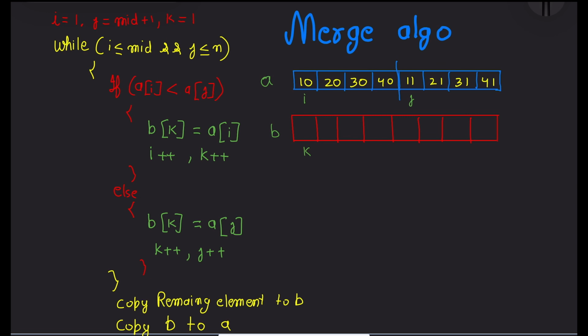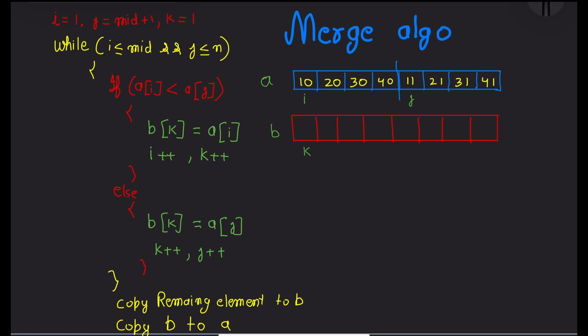Let's look at the code of the merge algorithm. The merge algorithm will be used inside the merge sort algorithm to merge the sorted subarrays. We will be using two arrays. The first is array A, which is the array that needs to be sorted, and array B, which is an extra array. Merge sort is an out-of-place algorithm because it uses extra space, which is an extra array, to merge the array.